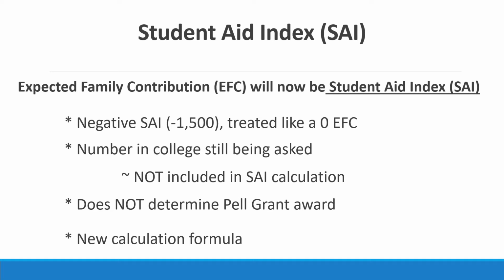While the number in college is still being asked on the FAFSA, it is not included in the SAI calculation. So beginning with the 24-25 FAFSA year, there is no benefit to having more than one student in college. This does not determine the Pell Grant Award. That is based on the AGI of the student and parent. And there is a whole new calculation formula to determine this student aid index.